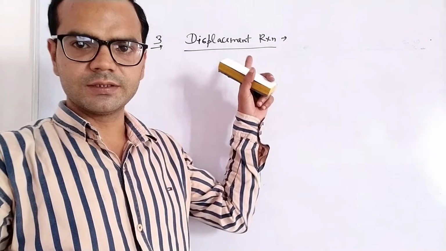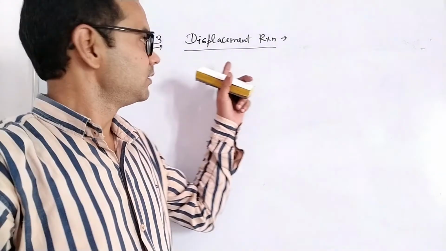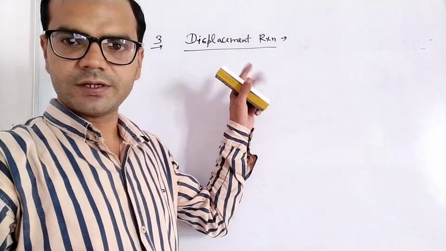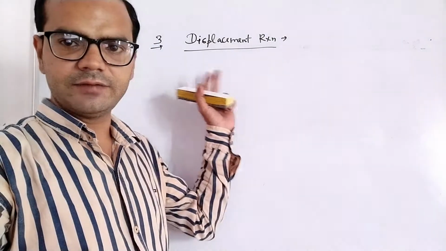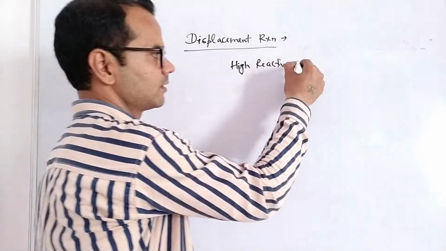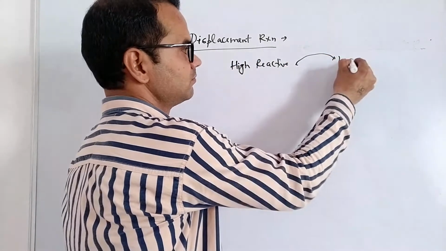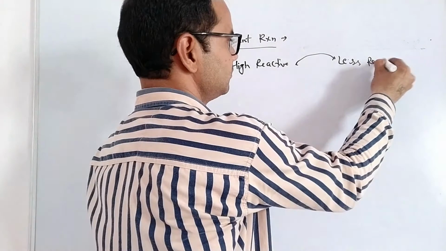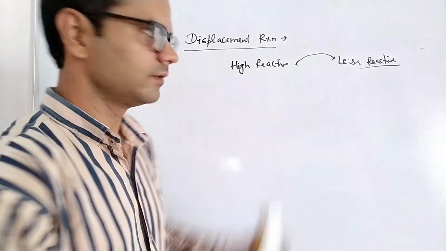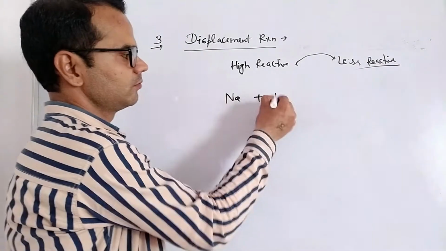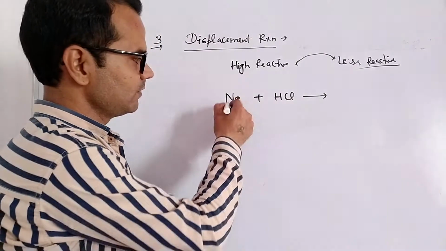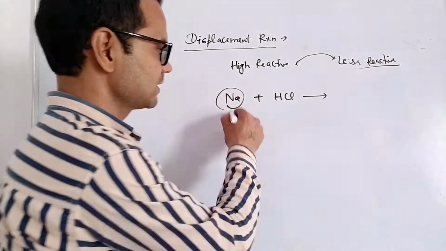Displacement reaction. As the name indicates, here one element will displace another element, and the criterion is the reactivity of a metal. Highly reactive elements displace less reactive elements in a chemical reaction. For example, we have sodium plus HCl. We know sodium is more reactive than hydrogen, so it will displace hydrogen.